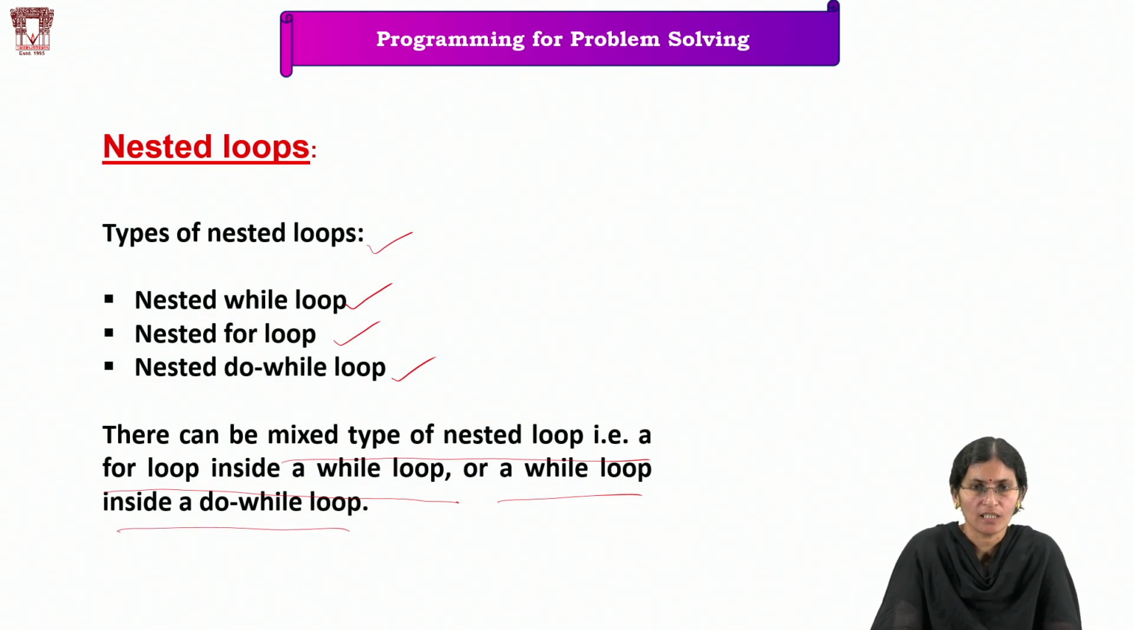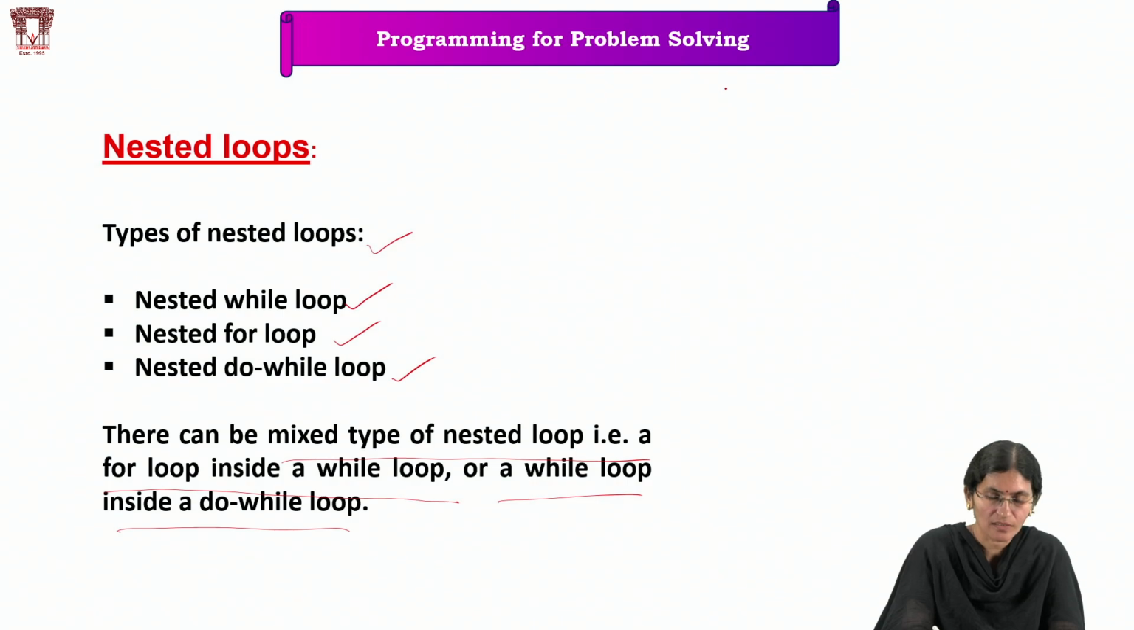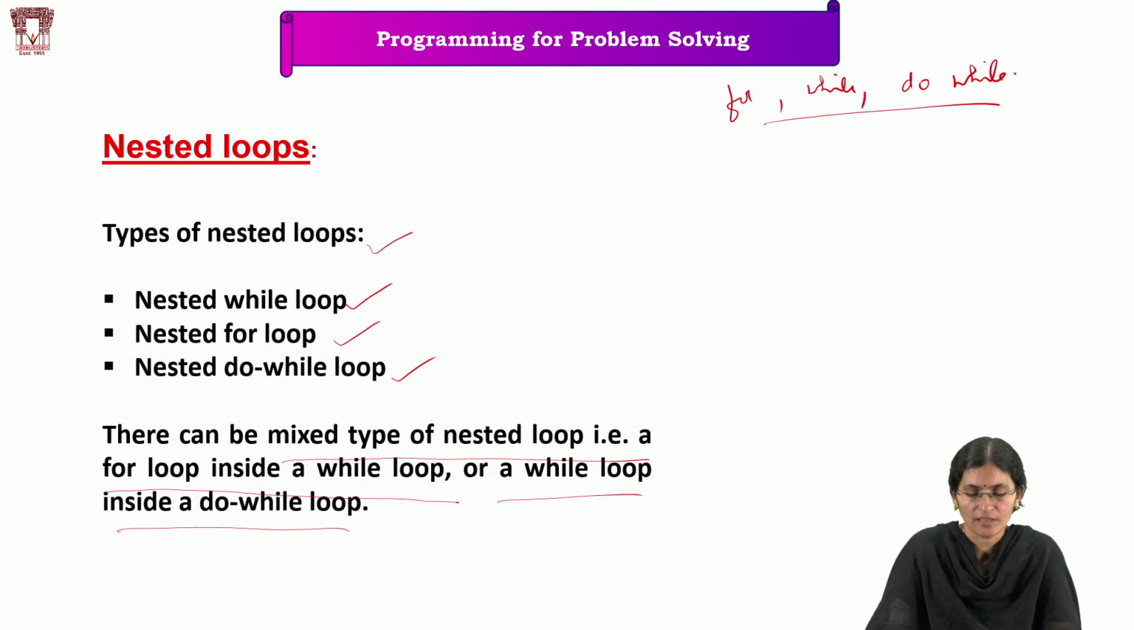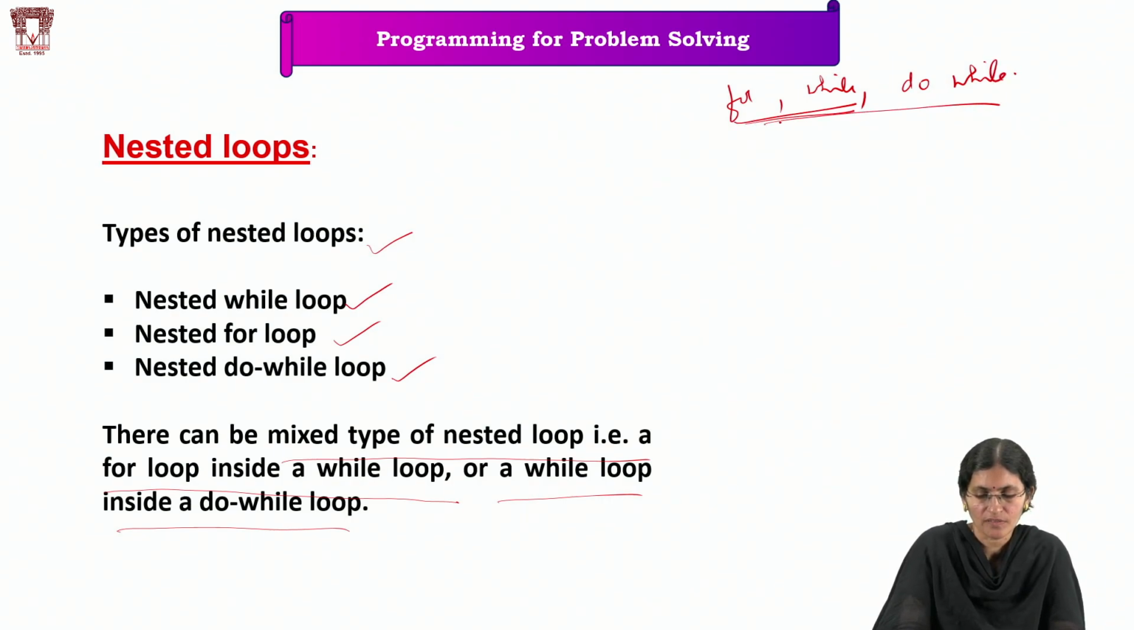Thus till now we have seen three types of loops: for loop, while loop, and do while loop. Generally out of these, the first two are entry control loops, whereas the third one is an exit control loop.